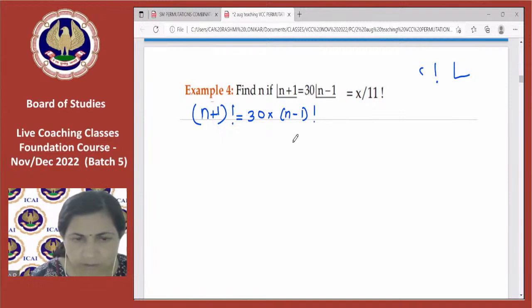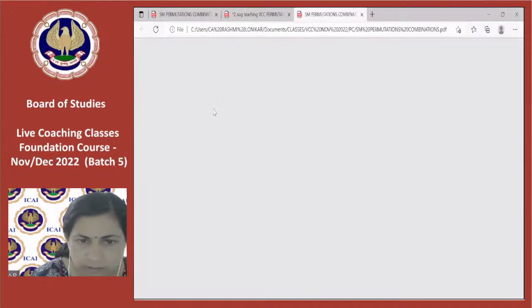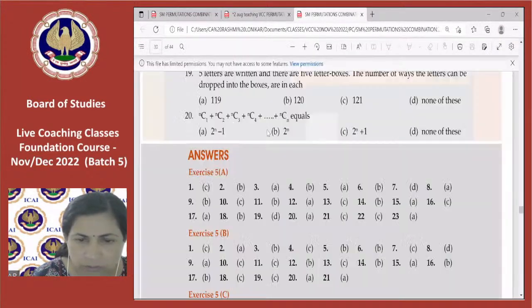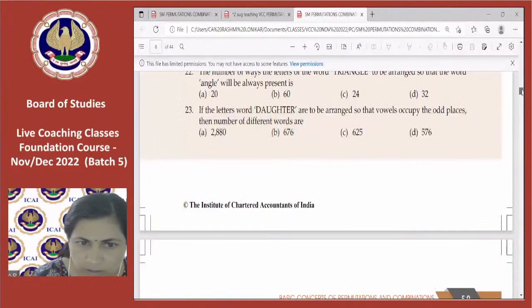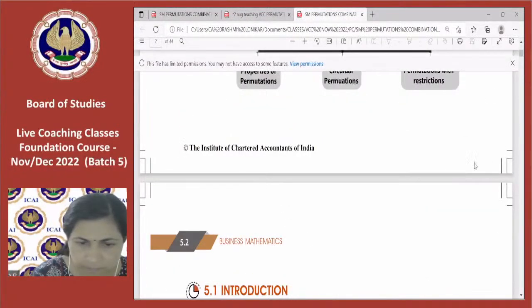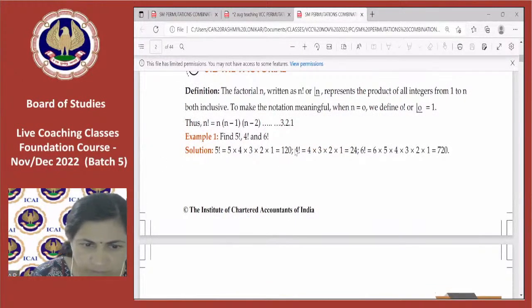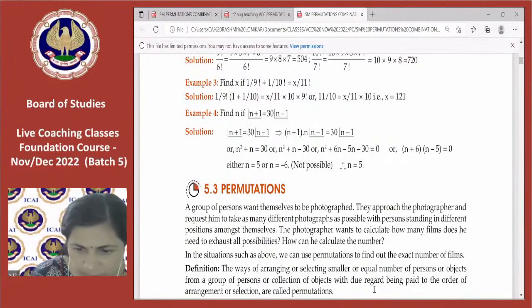Let me just check this sum because it is saying x upon 11. Just give me a second. I think it's only equal to that much. Yes. The sum is only n plus 1 factorial is equal to 30.